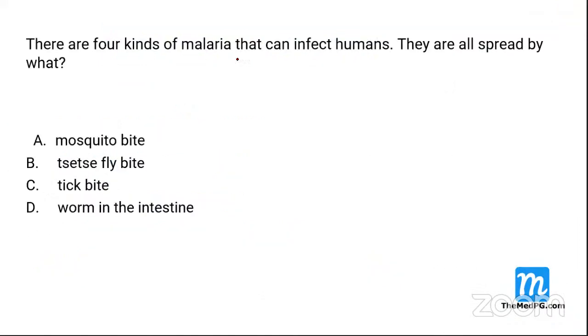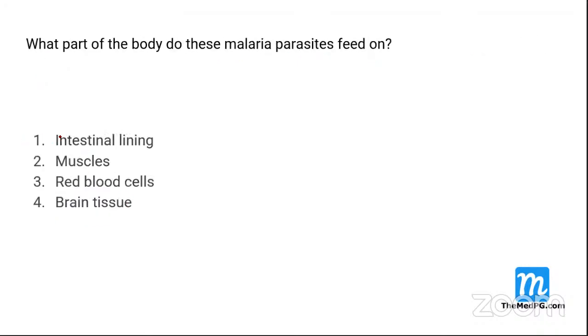There are four kinds of malaria that can infect humans. They are all spread by what? Mosquito, tsetse fly, tick bite, or the worms in the intestine? Mosquito bite. Very good. Next, what part of the body do the malaria parasites feed on? Intestinal lining, red blood cells, or the muscles? Red blood cells. Very good. So that is the third option.